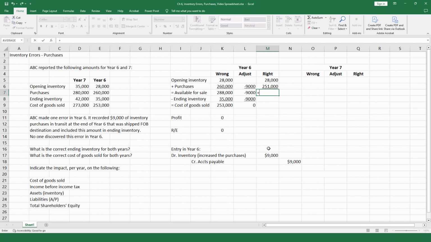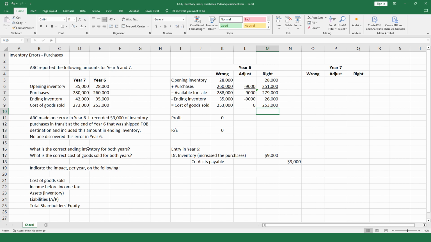It would be the same if I took the $28,000 opening inventory and added in the adjusted purchases, $279,000. I'm going to take the ending inventory of $35,000, add in the negative $9,000. That equals $26,000. That is the correct ending inventory. If I now take my available for sale and deduct my ending inventory, my cost of goods sold is still $253,000. There's 0 error in the profit and 0 error in the retained earnings because there's 0 error in the cost of goods sold. Now, let's answer the questions that we've got.